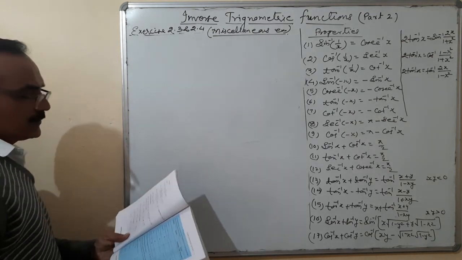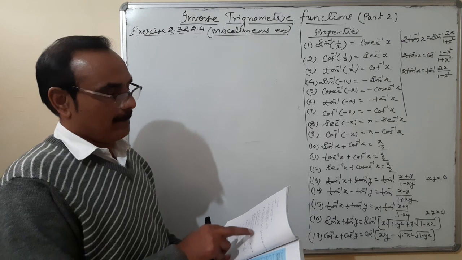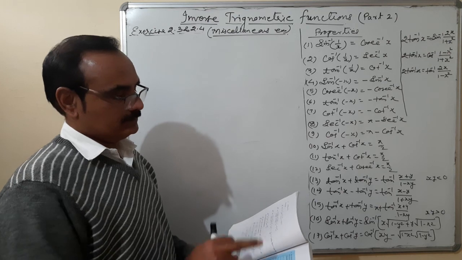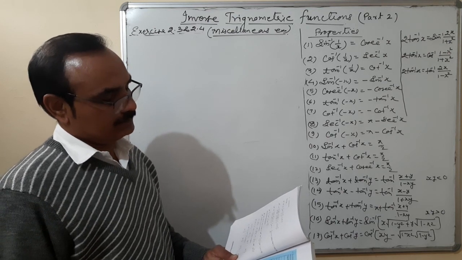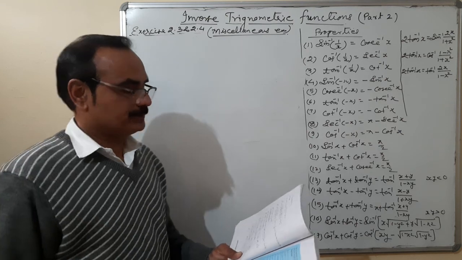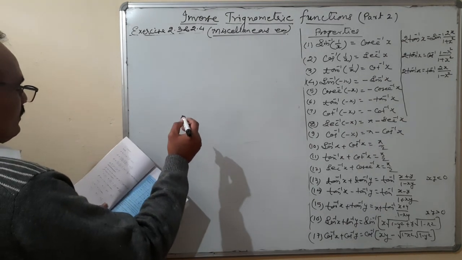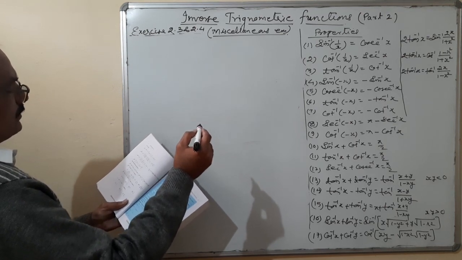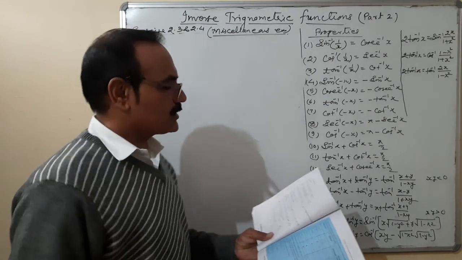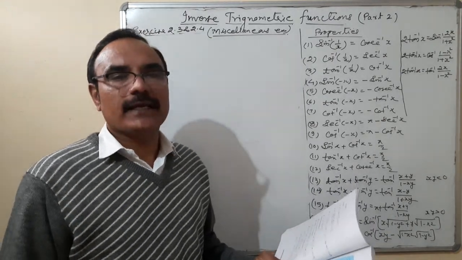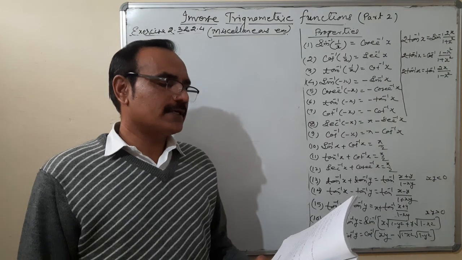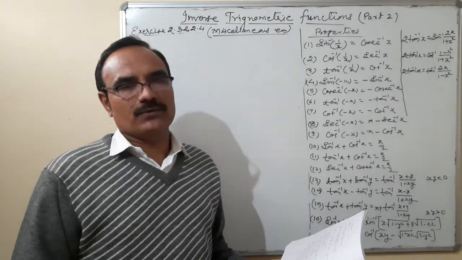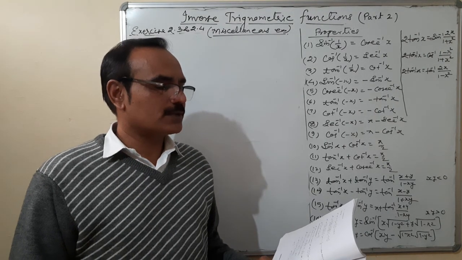One question is the 12th question, or before the 12th, the 10th one. In the 10th question, cot inverse root 1 plus sin x minus root 1 minus sin x. So friends, this 1 plus sin x is here. 1 can be written as sin square x by 2 plus cos square x by 2 plus 2 sin x by 2 cos x by 2. It becomes sin x by 2 plus cos x by 2 whole square.